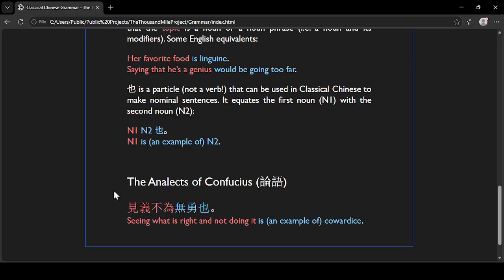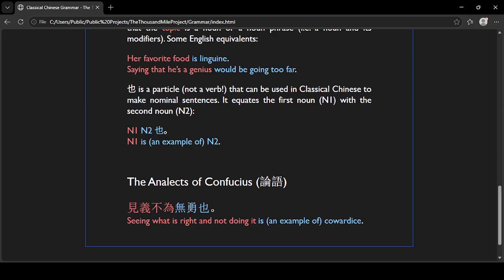So, to give you an example from a real ancient text, I took a sentence from the Analects of Confucius. If you don't know who Confucius is, he's a very famous philosopher from ancient China, and the Analects is the book that mostly contains his sayings and sayings of some of his disciples. So, the sentence that I took is: seeing what is right and not doing it, that's the topic, is cowardice, or is an example of cowardice.